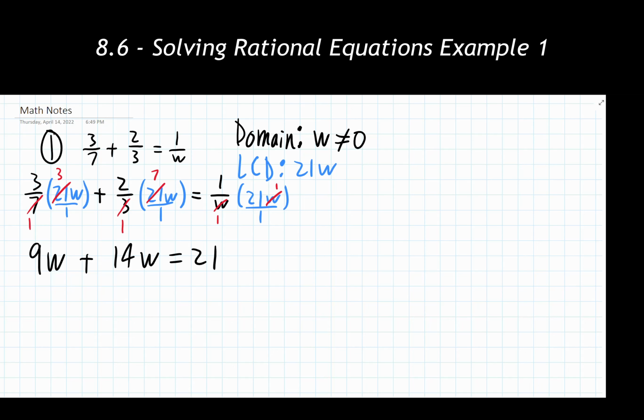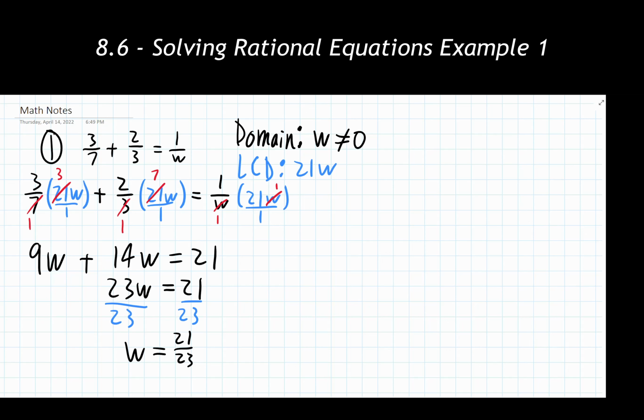We're just going to solve this our standard way of solving linear equations. Combine like terms on the left side. I'm getting 23w equals 21. I'm then dividing both sides by 23 to get w by itself. And I'm getting 21 over 23 as my potential final answer. So that was step 4, solving the resulting equation.